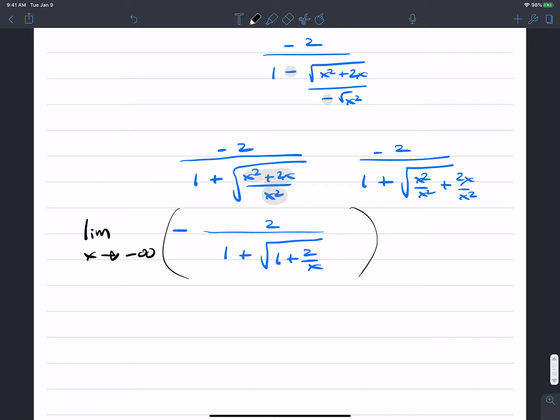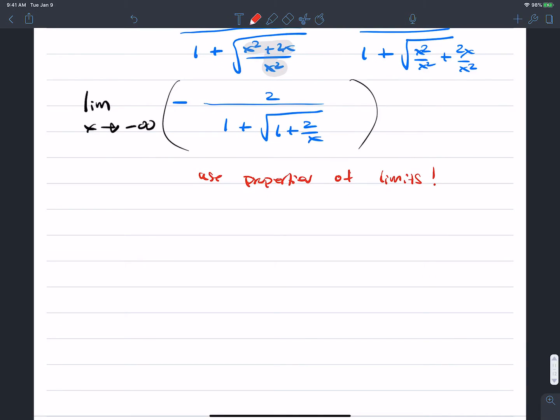All right, so now the properties of your limits. Limit of a quotient is quotient of limits. Limit of a sum is sum of limits. Limit of the square root, right? You remember all those properties? So now we're going to use properties of limits. Make sure we write this down. Use properties of limits. Here's what you end up with. This is going to be negative 2 over 1 plus the square root of 1 plus 2 times that limit, x goes to negative infinity, of 1 over x.